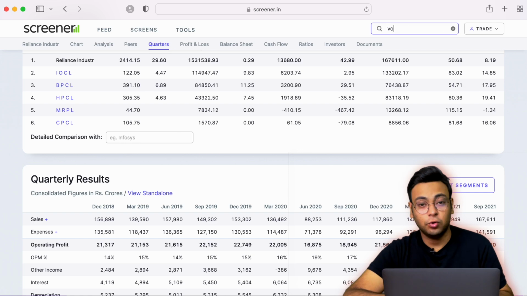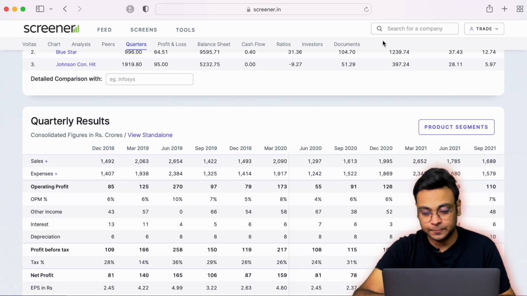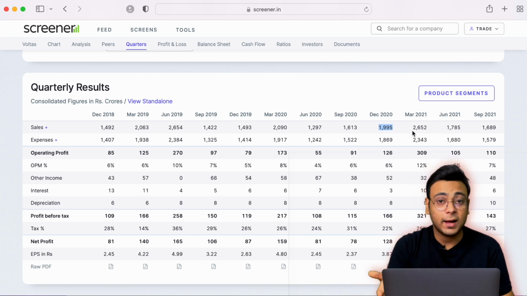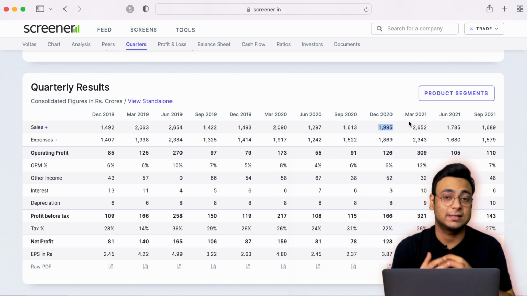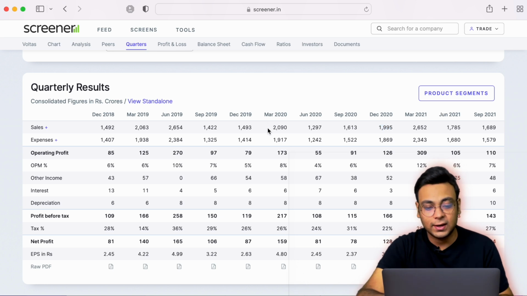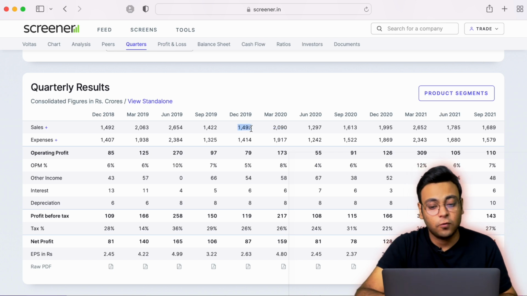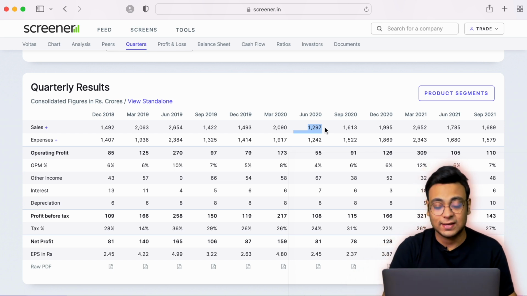Now if we talk about Voltas, which is an AC manufacturing company, here you'll see a different picture. In March 2021, the company's sales were 2,652 crores. Similarly, the last quarter before that, December 2020, the company's sales were 1,995 crores. But if we compare this with the last year and the year before that, then we'll see the seasonality factor. Here you'll see in 2020, the company's sales in March were 2,090 crores, and in December it was 1,400 crores. And in June 2020, the company's sales were much lower at 1,297 crores.